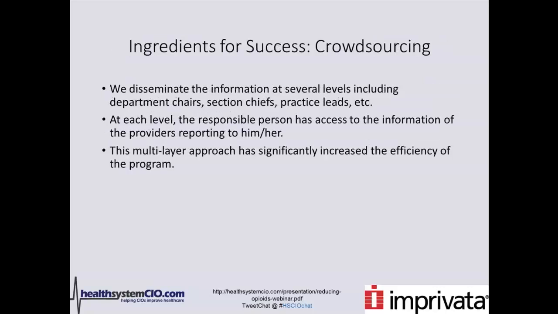Crowdsourcing. This several layers of approach, practice leads, section chiefs, department chairs, and defining the responsibilities based on our organization structure helped us very much look into the situation in a good high-resolution picture.